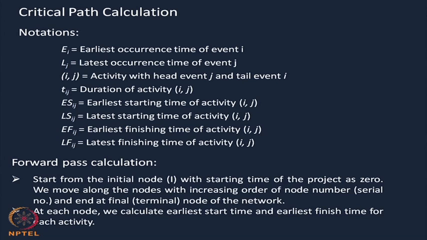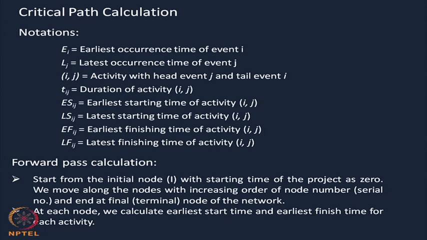Next is E S I j, the earliest starting time of activity I j, that is, the earliest when we can start activity I j. Similarly, L S I j is the latest starting time of activity I j, the latest when we can start. What is the range? This range is E S I j, the earliest starting time, and L S I j, the latest starting time of activity I j.